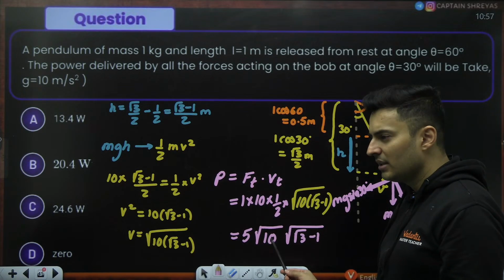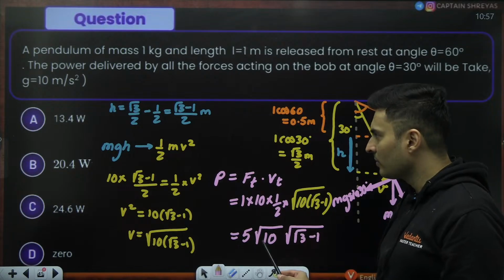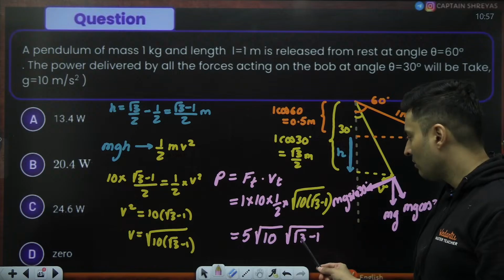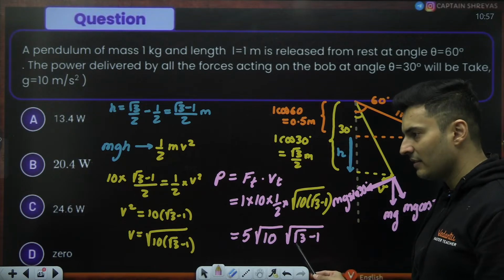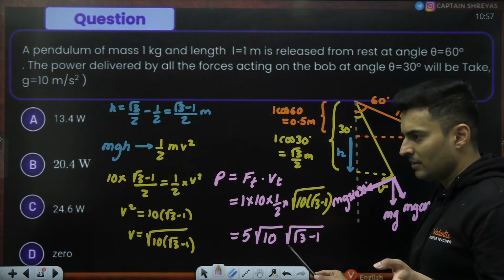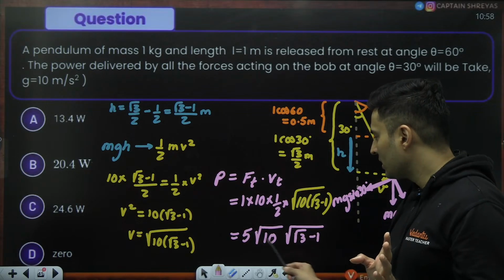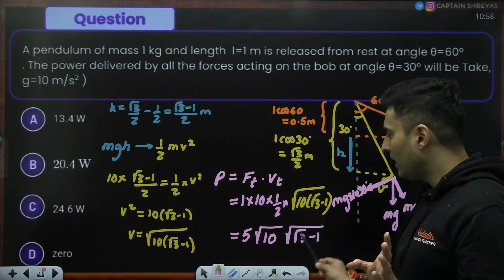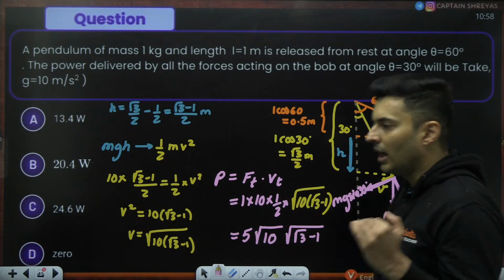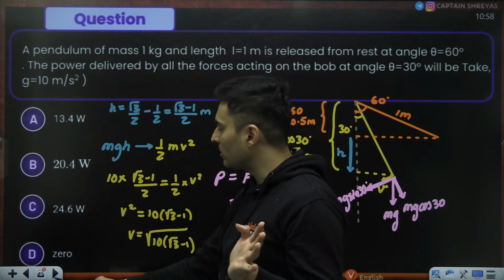Root 10 will be 3 point something. So 5 3s are 15. So now root 3 is 1.7. 1.7 minus 1 is 0.7. Root of 0.7 will be less than 0.7. Yeah, it will be less than 0.7. Okay. So this was 15 and you are multiplying with a number less than 1. So it will be less than 15. 100% it can't be 20, it can't be 24, it can't be 0. It has to be option A.